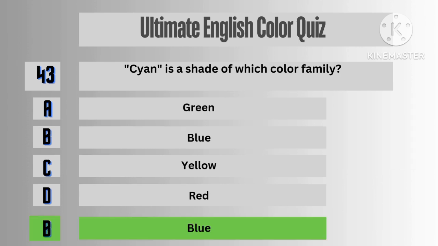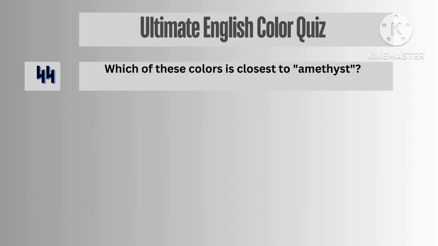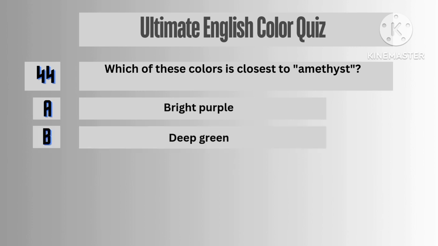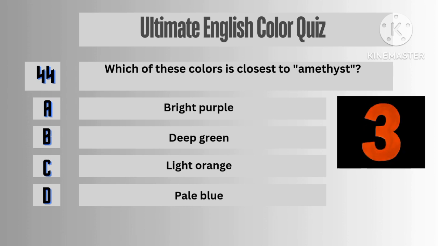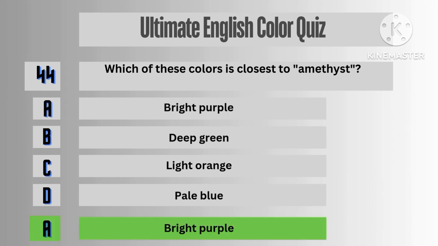Question number 44. Which of these colors is closest to amethyst? Option A, bright purple. Option B, deep green. Option C, light orange. Option D, pale blue. 5, 4, 3, 2, 1. Correct answer is A, bright purple.